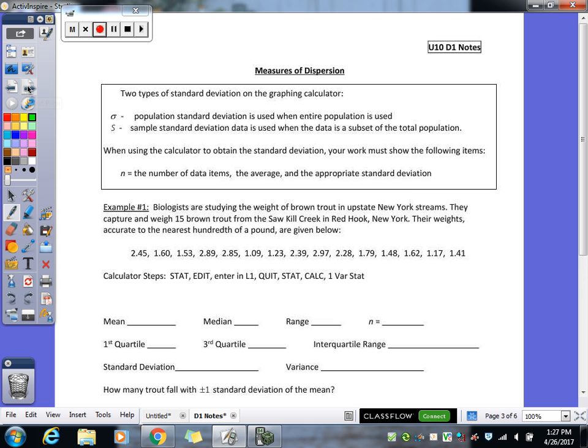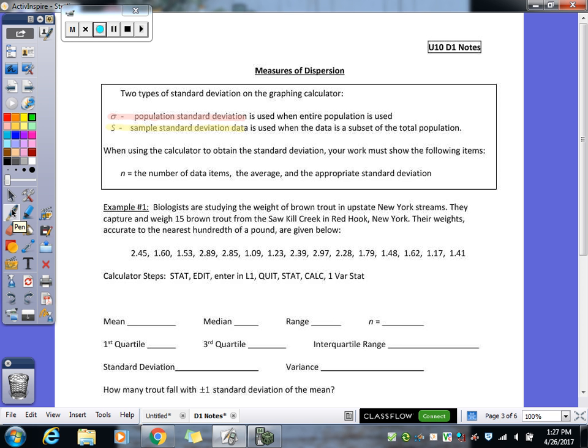So let's go to our next page. We're going to be working with our measures of dispersion. As I mentioned, we have two types of standard deviation. You use your little sigma when it's the population standard deviation, so you've been using every single thing you can use in your data set. And then you use the little s when it's just a sample of your population that you're dealing with.